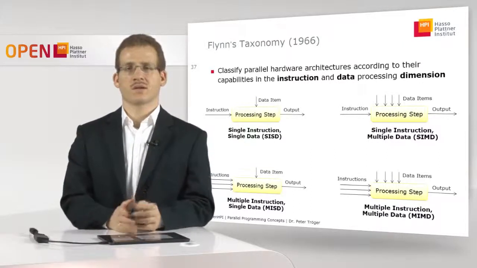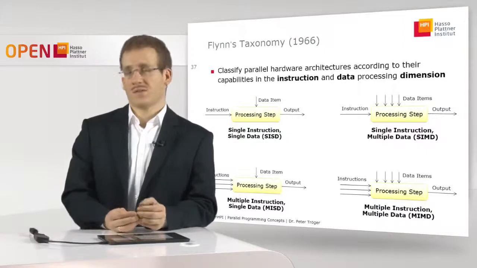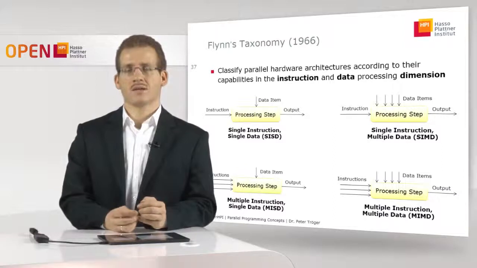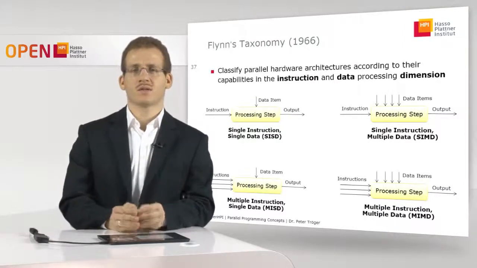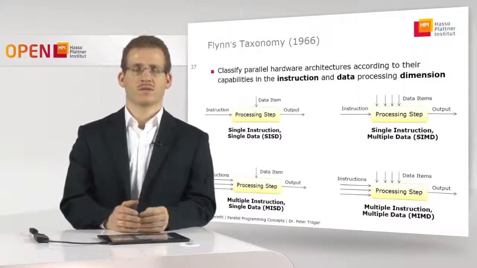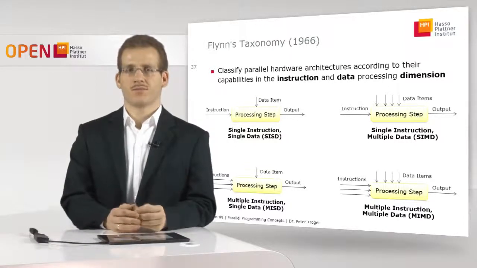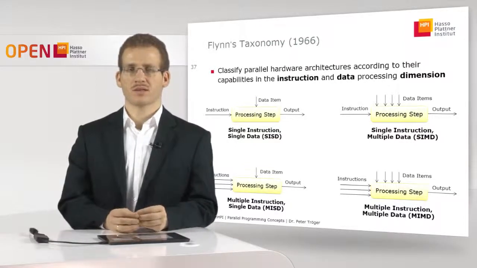So this is a general categorization of how parallel hardware works with instructions and data. And this is so commonly known that you can still find the acronyms and the terminology in today's literature. So let's have a look into how Flynn's taxonomy works. There are 4 classes of parallel hardware, of parallel processing.